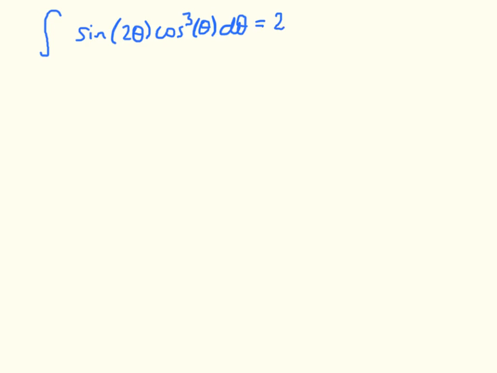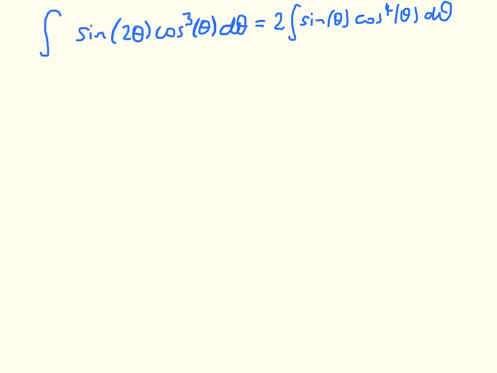So the sine of 2 theta is 2 sine theta cos theta, so the factor of 2 will multiply everything, so I'm going to take it outside of the integral, and then we have the sine of theta times the cosine of theta, but the cosine of theta is going to be multiplied by 3 more powers of the cosine of theta. So I'm going to write down immediately the cosine to the 4th of theta integrated with respect to theta.